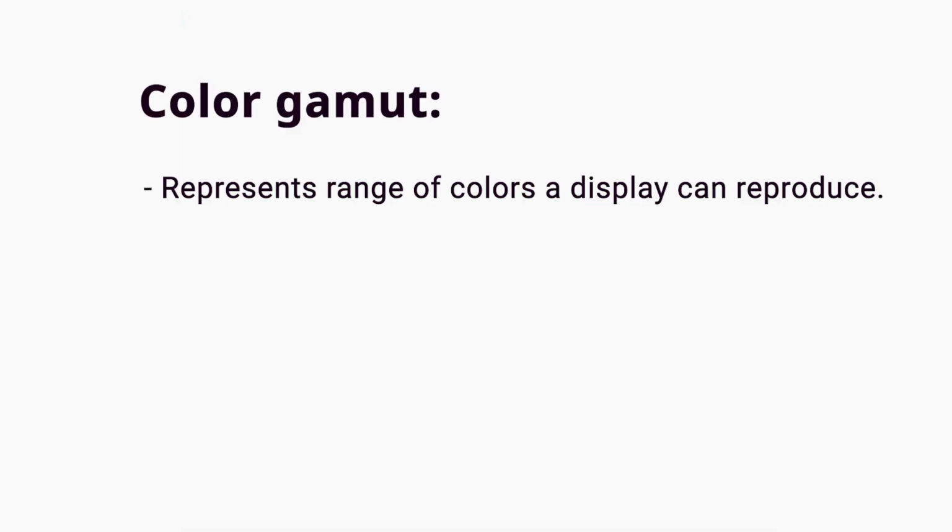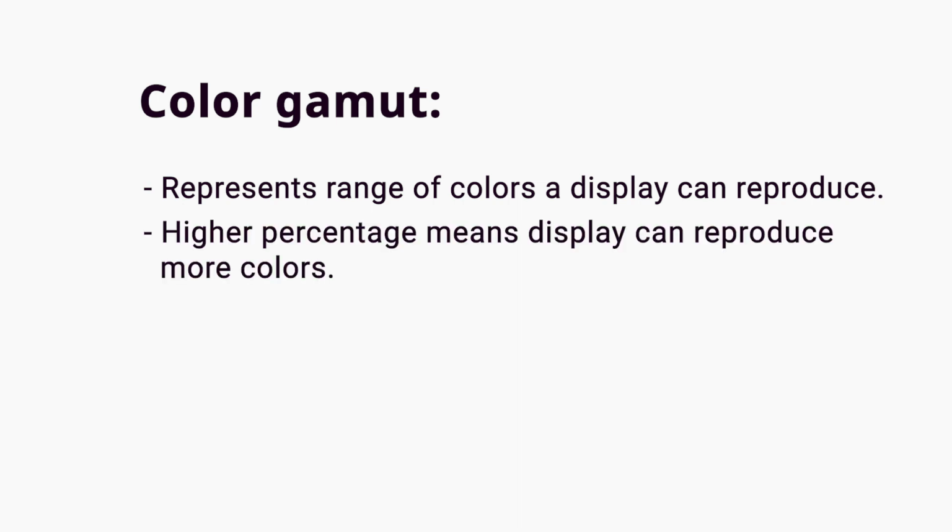Other most common terms used in display are color gamut and color accuracy. The color gamut represents the range of colors a display can reproduce. It is given in percentage. Higher percentage means the display can reproduce more colors. Standards like NTSC, sRGB, Adobe RGB are used to describe color gamut range. Make sure your laptop supports at least 72% NTSC or 100% sRGB color gamut range if you are thinking of making graphic design and video editing a profession.